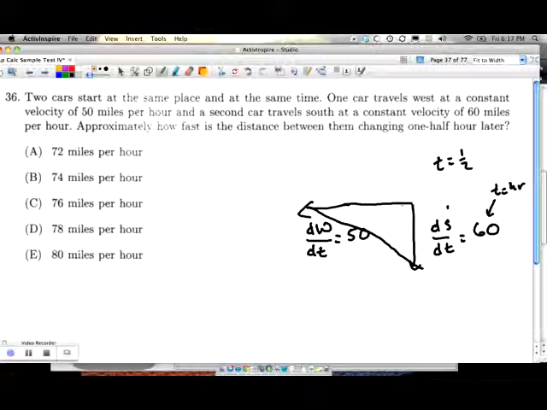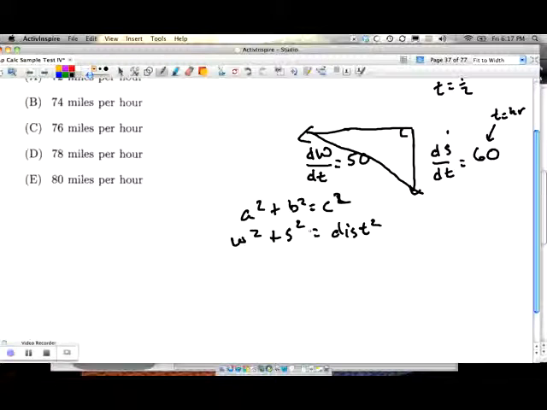Okay, well, I need to find a way to relate 3 sides of a right triangle. Well, I do know that it's a squared plus b squared equals c squared. And another way of thinking of that is the distance squared equals southward travel squared plus westward travel squared. So I just need to take the derivative of this and multiply by my rates of change.